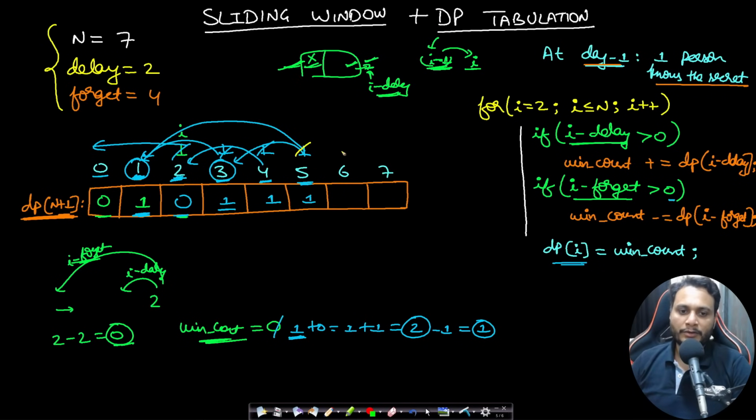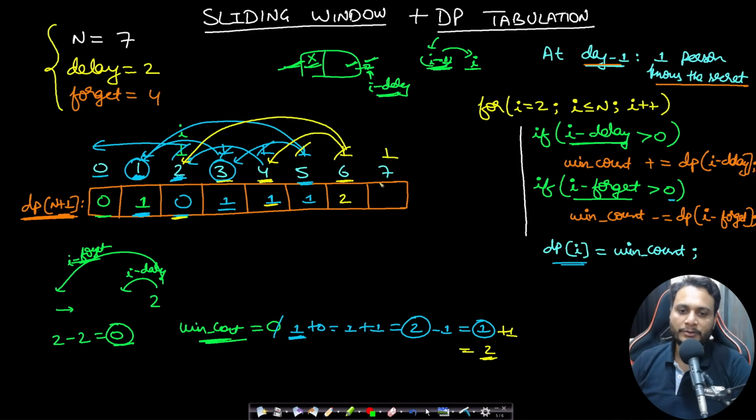Right? And now you go to the right hand side, 6. So look at this I minus delay. This value is 1. Add this one value, it becomes 2. And I minus forget, this value is 0. So 0 will be subtracted, it will remain as 2. That means 2 people will be informing on day 6, and that will be 4 and 3.